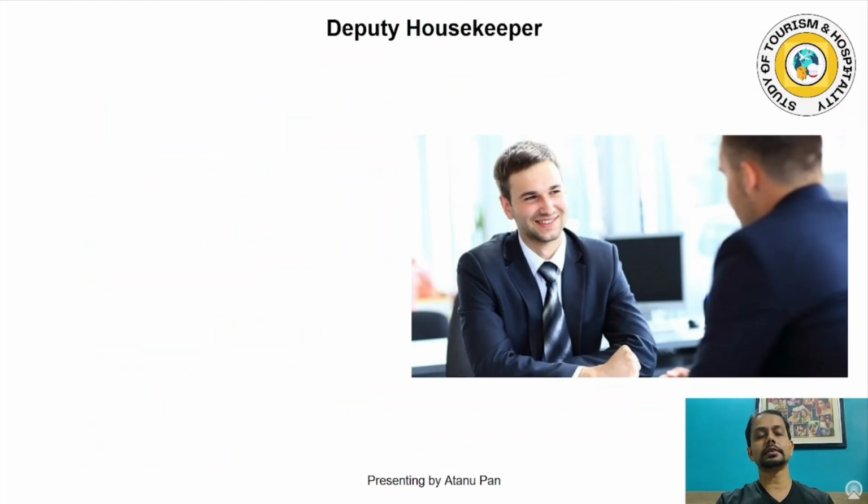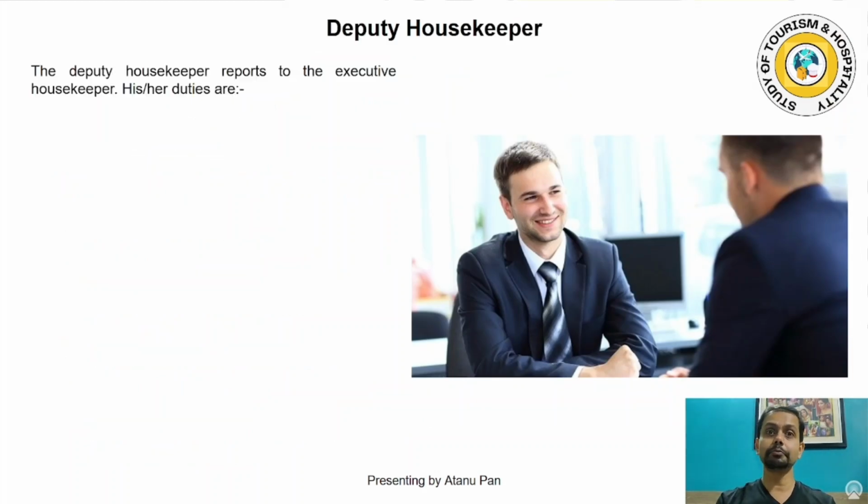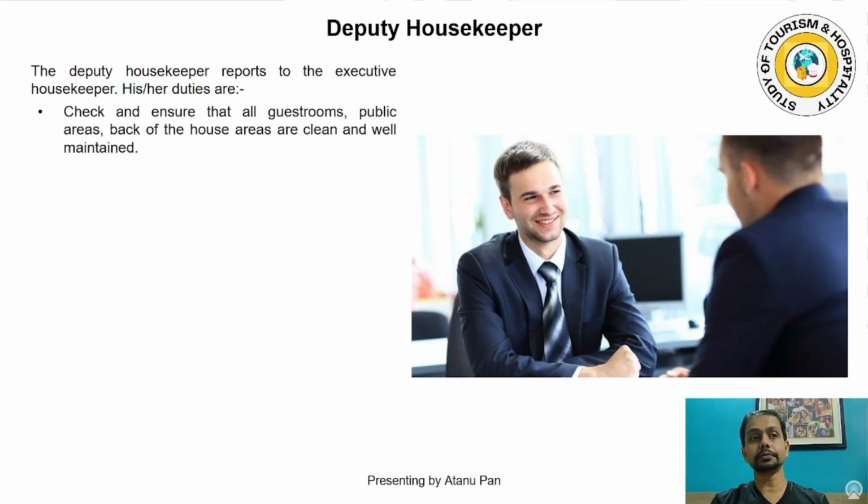Let's go to the next one, that is the deputy housekeeper. Here the deputy housekeeper reports to the executive housekeeper. The deputy housekeeper comes under the executive housekeeper. And what are his or her duties and responsibilities? Check and ensure that all guest rooms, public areas, and back of house are clean and well maintained. Now this is the physical work. The deputy housekeeper is cross checking all these areas and whether they are maintained properly or not.